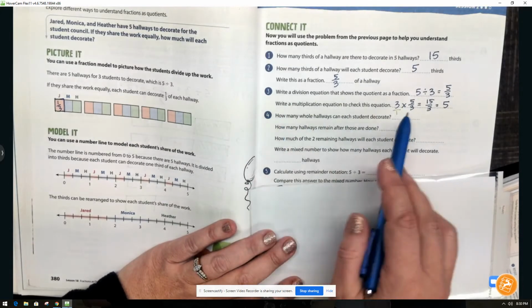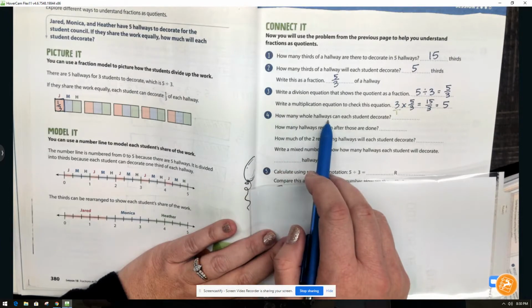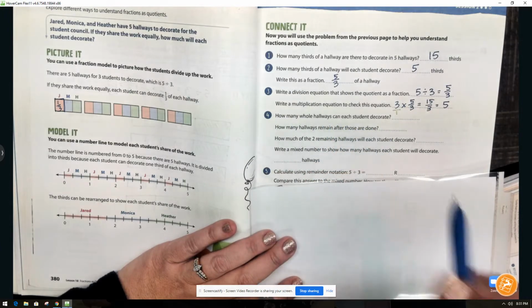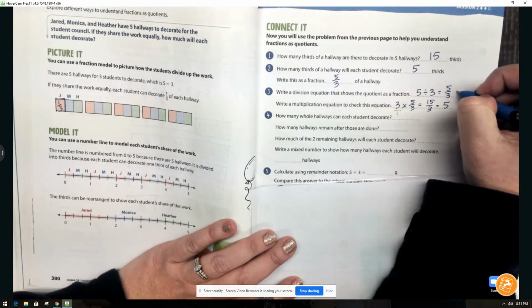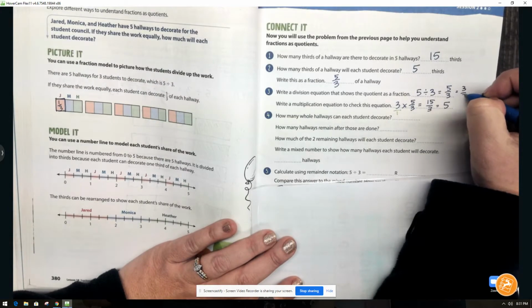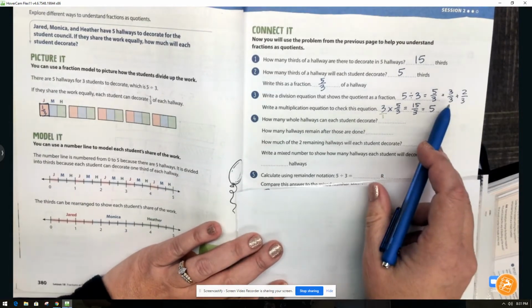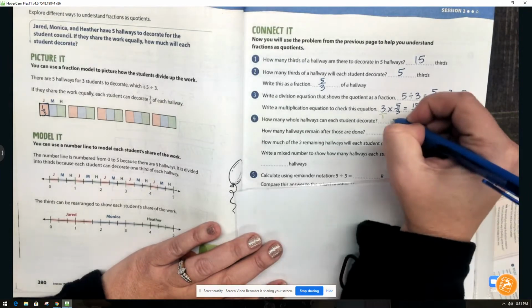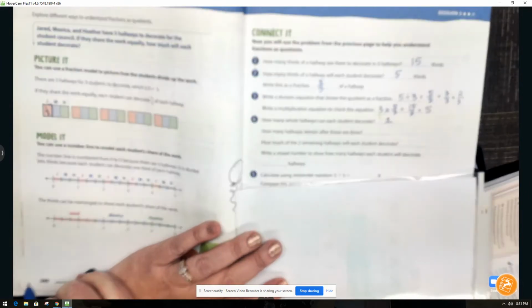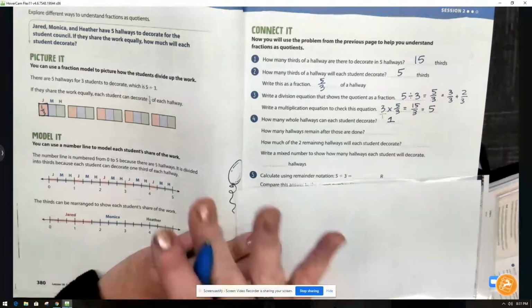Now, looking back at this 5 thirds, how many whole hallways can each student decorate? Remember, 5 thirds is the same as 3 thirds plus 2 thirds. So how many whole hallways can they decorate? That's right. They're each going to decorate 1 whole hallway. And then how many hallways will not be done after that?